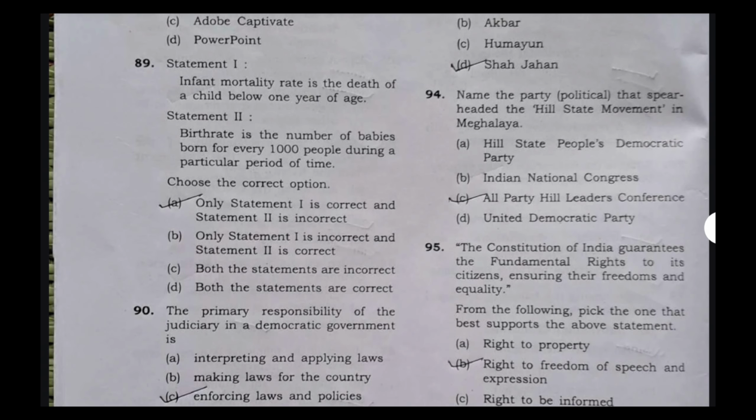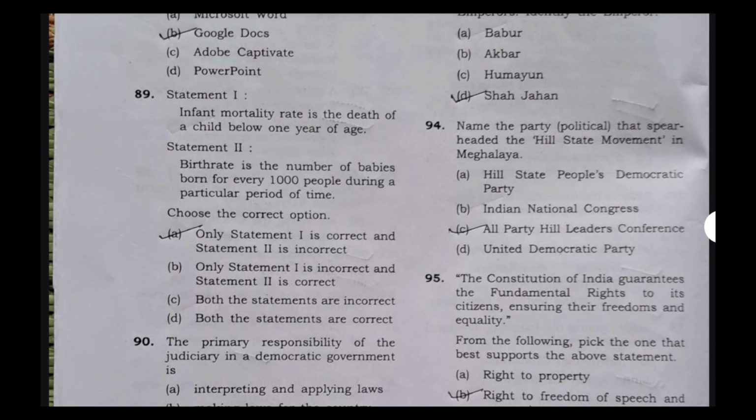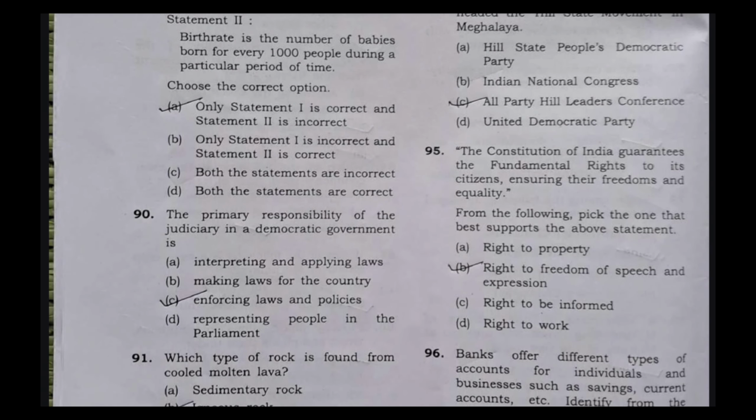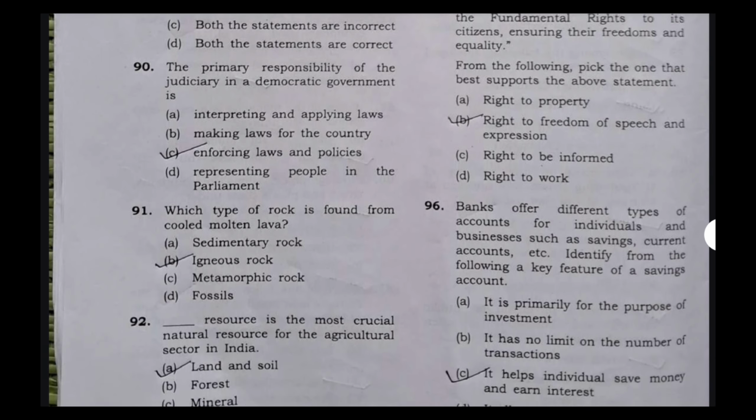Number 94. Name the party that spearheaded the Hill State movement in Meghalaya. The answer is option C, All Party Hill Leaders Conference. 95. The Constitution of India. The answer is option B, right to freedom of speech and expression.